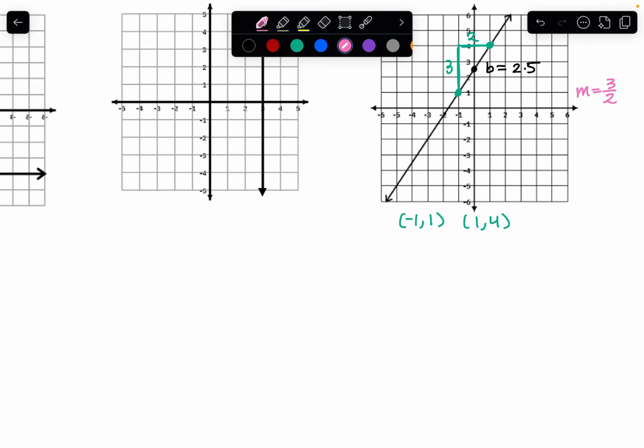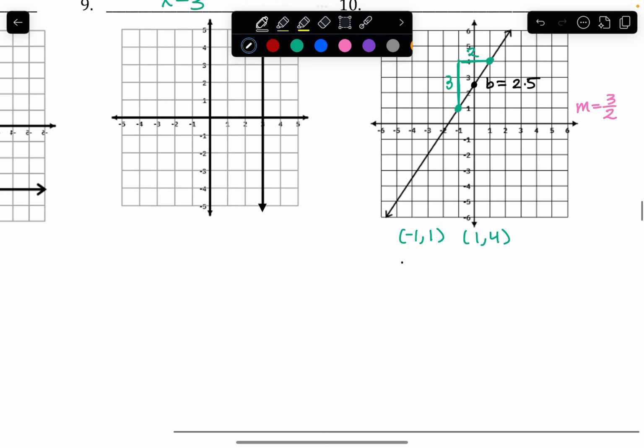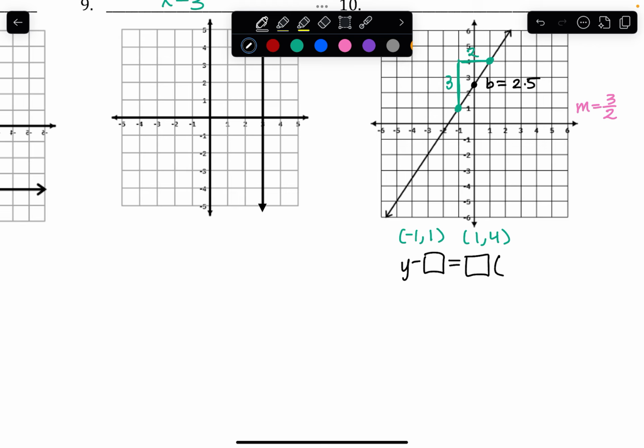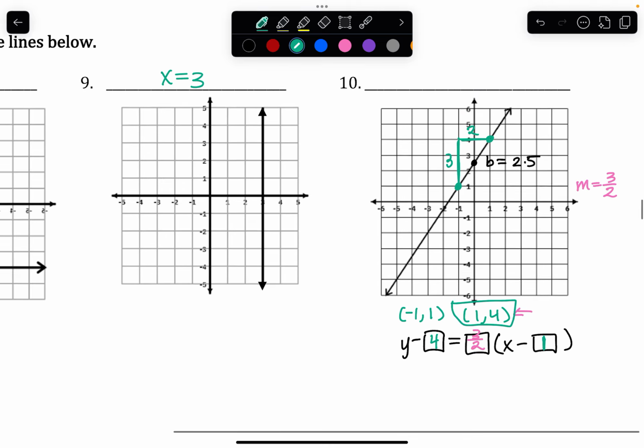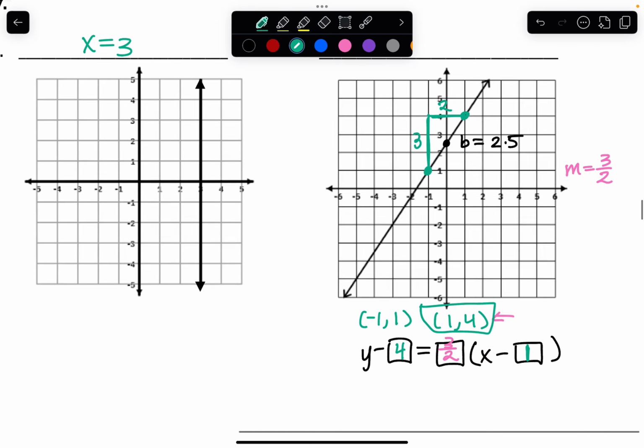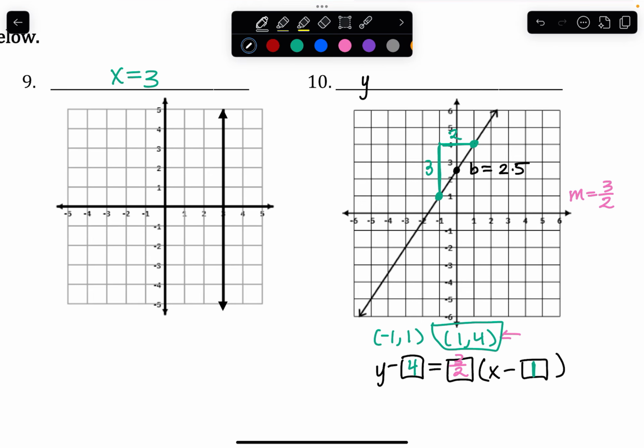But now instead of using that 2.5 and just guessing, we can use point slope form. Y minus the y equals m times x minus the x. And so my m, we just counted, was 3 over 2. And if we used our slope formula, we would have gotten the same thing. And then you can use either of these points. I'm going to use this as my x and y. So x is 1, y is 4. And then if they don't specify slope-intercept form, which they didn't, you can leave your equation in point slope form.